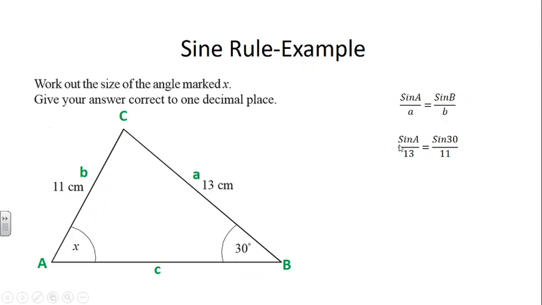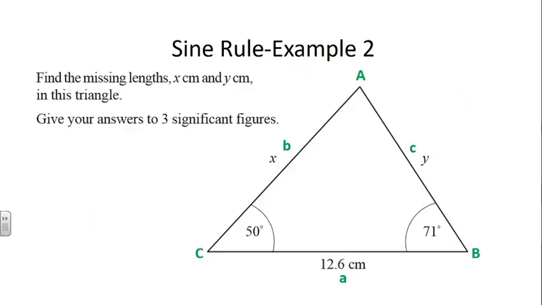We need to leave that on itself, so this divide by 13 needs to go to the opposite side. The inverse operation for divide by 13 is to multiply by 13. Just like when we use SOHCAHTOA, when we're trying to do the inverse of sine, we need to do sine minus 1. We're trying to leave A on itself, so we do sine minus 1 of this in our calculator. Gives us the angle X. So that's that example finished.